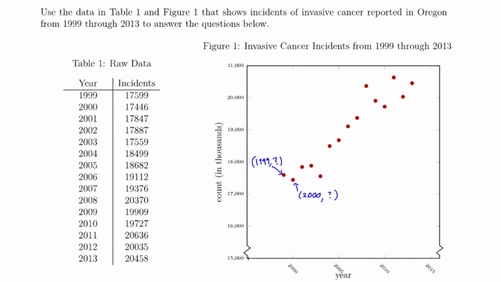One thing I can note based on this graph, though, is that the number of incidents was higher in 1999 than in 2000. So I can see visually that they went down from 1999 to 2000. And if I come over to my table, I can see that in 1999 the number of incidents was 17,599, and in 2000 the number of incidents was 17,446. So those are the numbers that I'll use to calculate what happened over the course of that year.